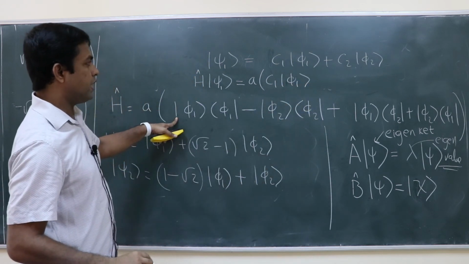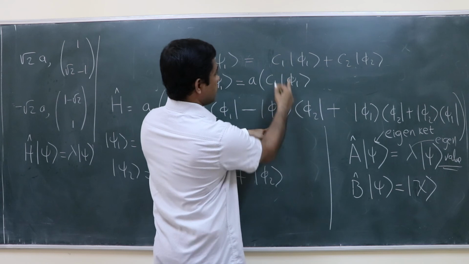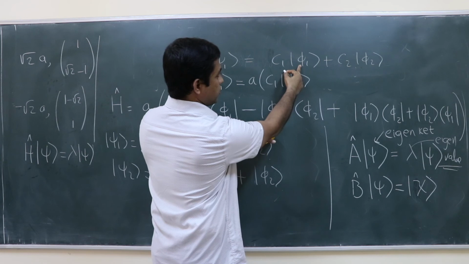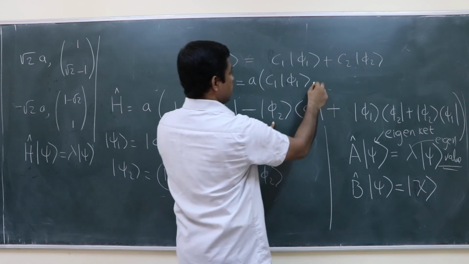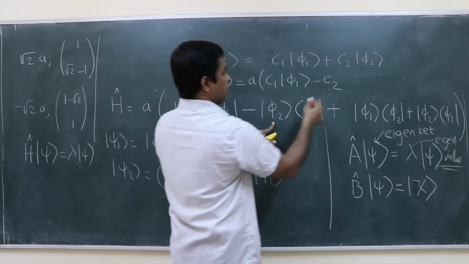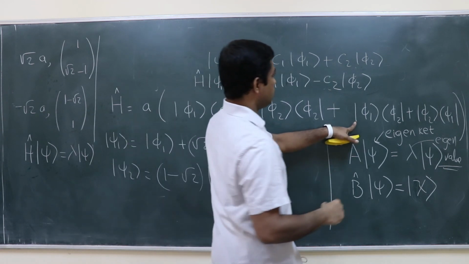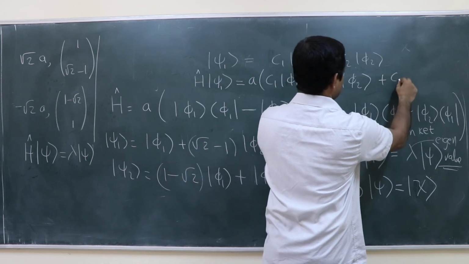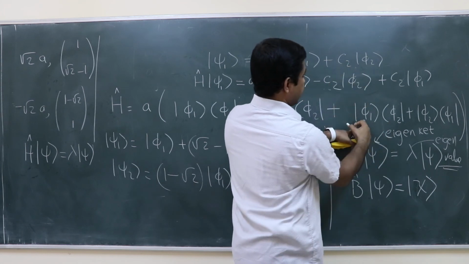Okay, so next is this one. Whether this one acting on this one will give you an answer, it will be 0, because bra phi 2, ket phi 1 will be 0. But this one acting on this one will give you a non-zero answer. So this will be minus C2, bra phi 2, ket phi 2 will be 1, and you get phi 2. Then this one again will give you the answer for this one. So this will give you C2 ket phi 1, because bra phi 2 ket phi 2 is 1.